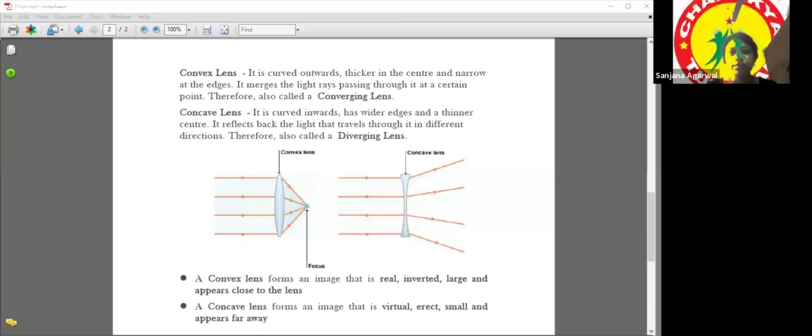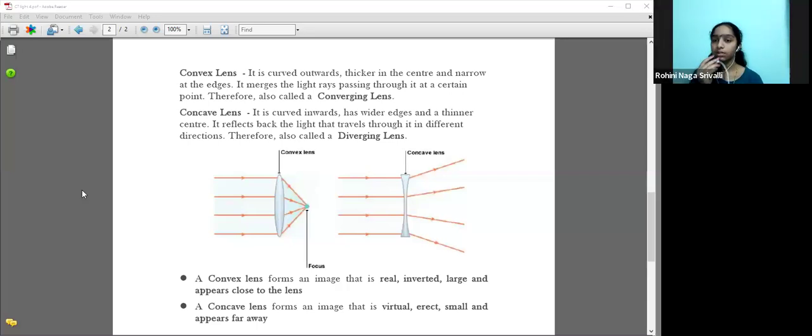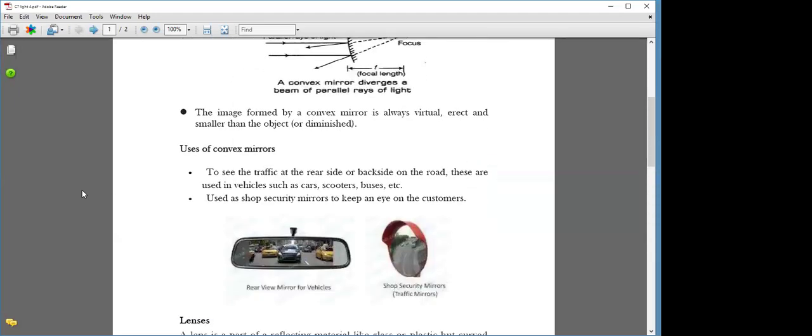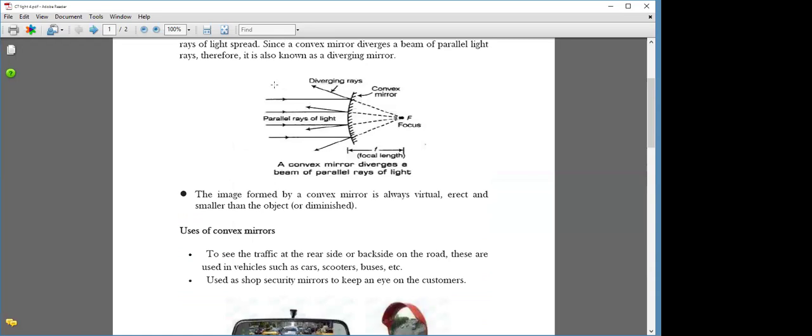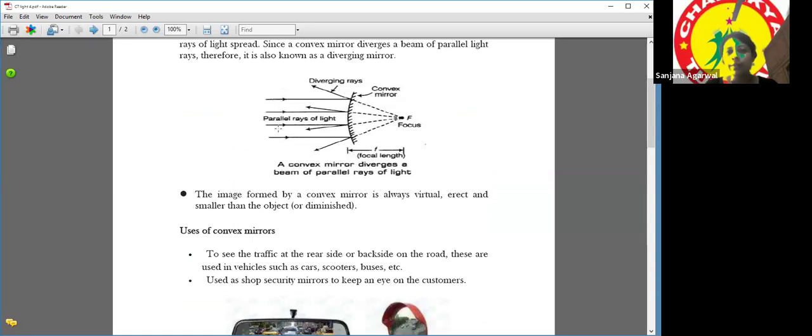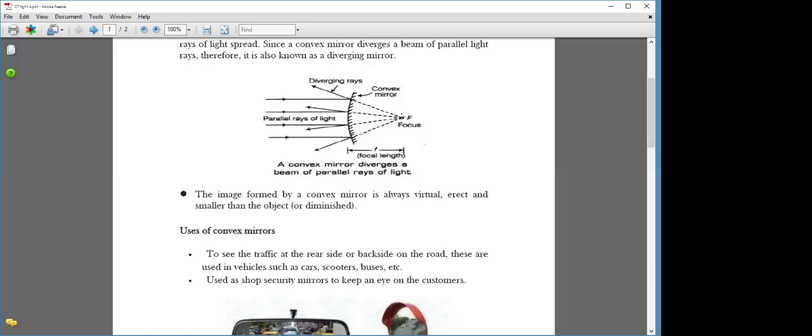Next, let me see what was left. What is the other name of convex mirror? Diverging mirror. This was true because when we allow the parallel beam of light rays to incident on the mirror, all the rays diverge in such a way that if we produce back the diverging rays, they meet at a point such that they are out of focus. Okay? Is it clear?